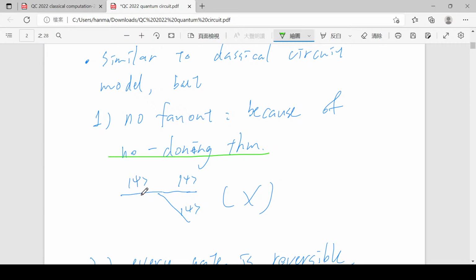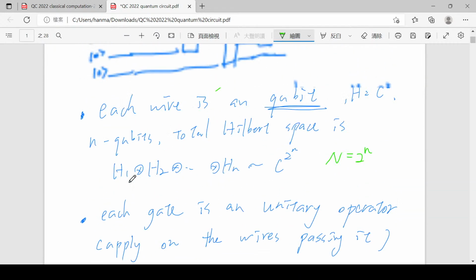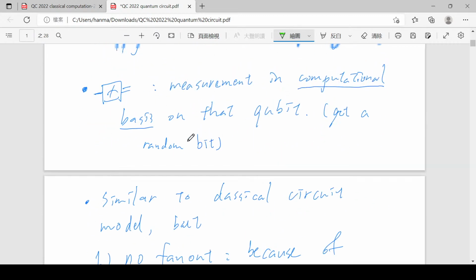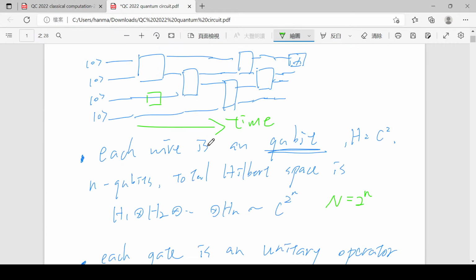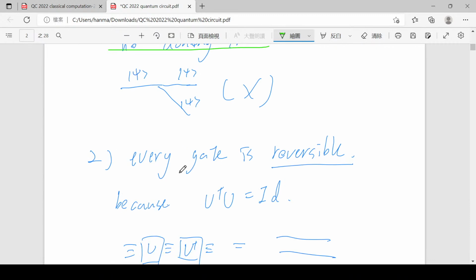Because if you have some state that you don't really know, an arbitrary state, and you want to split it into 2 copies of the same state, this is just not possible. Okay, we will prove this. And this is not possible, so your wire will have no fan out. And basically the number of wires will stay the same. Although sometimes people do a measurement and stop using that wire, but in general the number of wires stays the same.